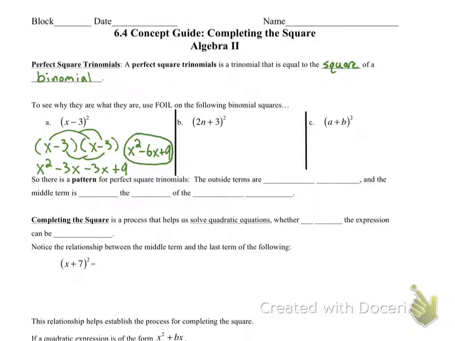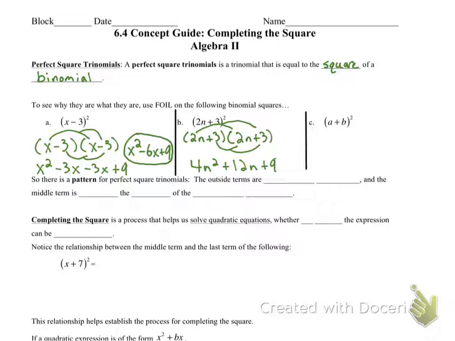2n plus 3 squared, that's a perfect binomial squared if you FOIL it. You then get 4n squared plus 12n plus 9. Perfect square trinomial. Again, in reverse, if you factor the perfect square trinomial, you get that binomial squared.